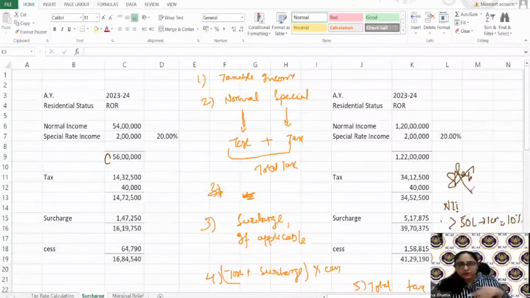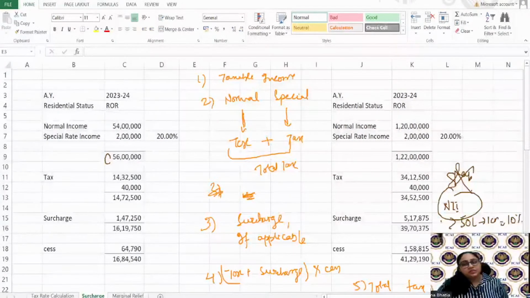In a slab, you pay this much on 50 to 1, then something else after that. Here it is one rate which you have to identify: whether it is 10, 15, 25 or 37. How will you identify the rate? Based on the income which you have, the total taxable income. So if my total taxable income is, say, 1 crore 80 lakhs, then 15% surcharge would apply on the tax amount.